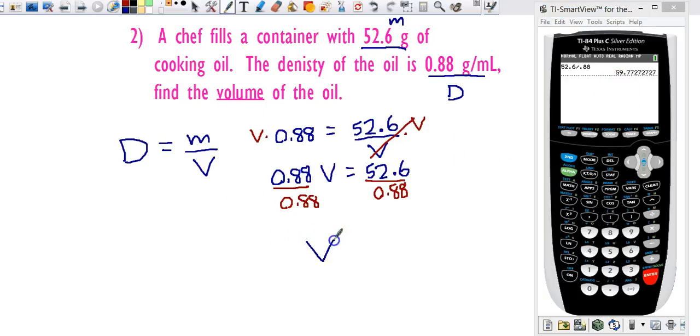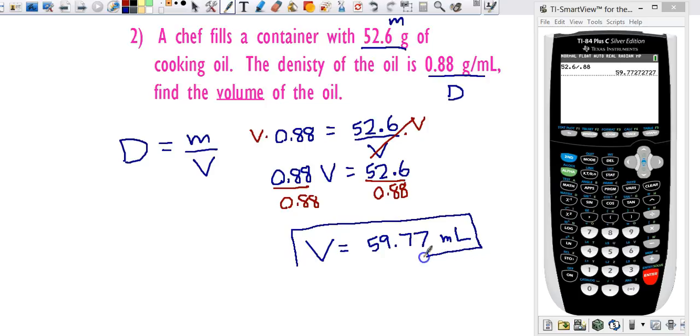So my volume will be 59.77. And the unit on that, since the density was grams per milliliter and the mass was grams, the volume is going to be in milliliters. So that is my volume, 59.77 milliliters. You're welcome to pause that example and rewatch it if you need to. Moving on to number 3.